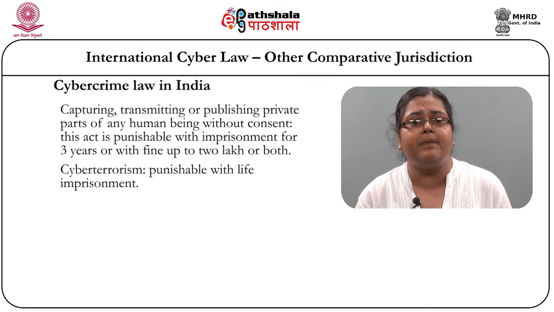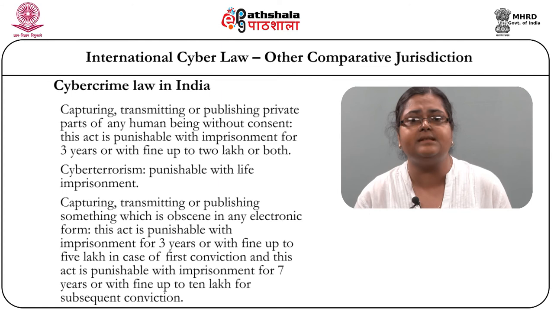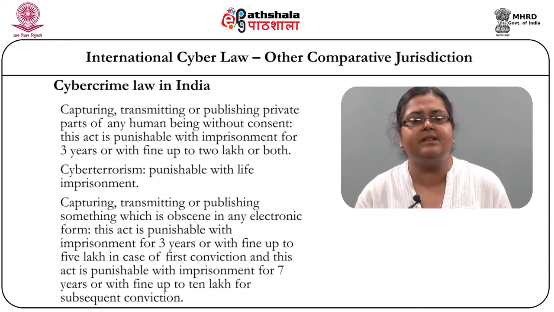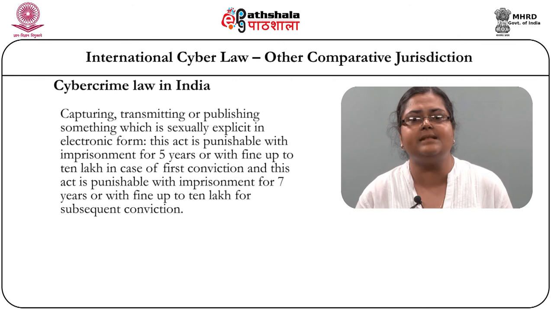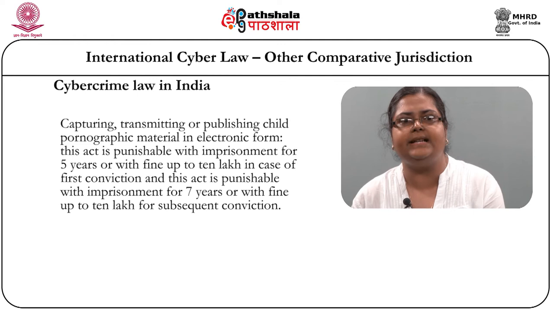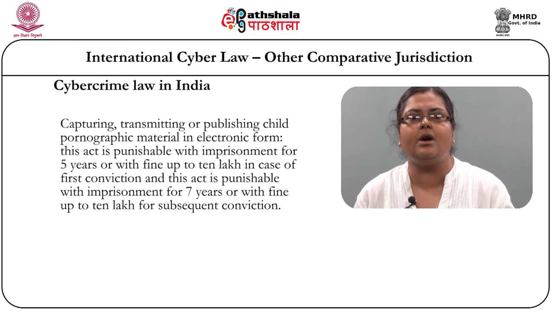Capturing, transmitting or publishing something obscene in any electronic form is punishable with imprisonment for 3 years for the first conviction, which can be raised up to 7 years for subsequent convictions. Capturing, transmitting or publishing something sexually explicit in electronic form is punishable with imprisonment for 5 years for the first conviction, and up to 7 years for subsequent convictions. Child pornography is also covered: imprisonment for 5 years and a fine of 10 lakh rupees for the first conviction, which can be raised up to 7 years and a fine up to 10 lakhs for subsequent convictions.